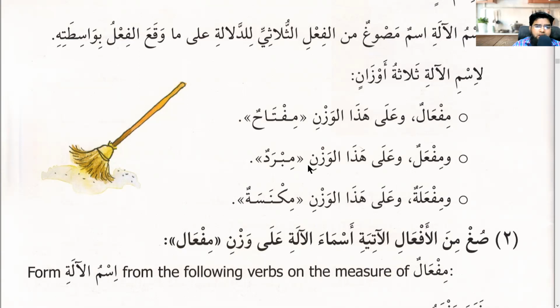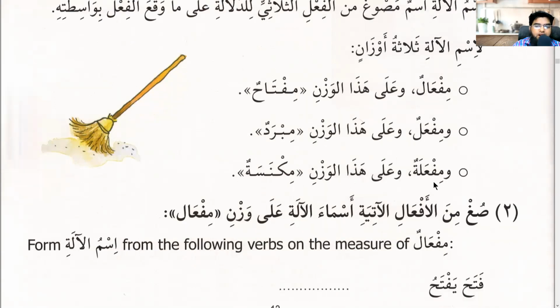ومفعل على هذا, because in that lesson we had a reason: because it is fatha they gave this, and because it is dhamma and kasra they gave mafail, right? People want to say, what's the reason here, why did they choose this? There's no reason from what we know. ومفعل على هذا الوزن مبرد, and mif'al is on the pattern of mif'al. ومفعلة وعلى هذا الوزن مكنسة.